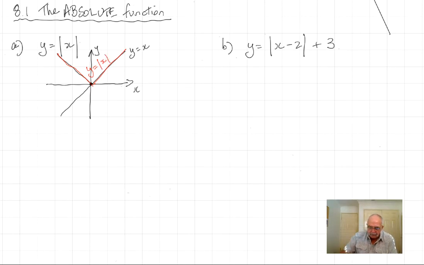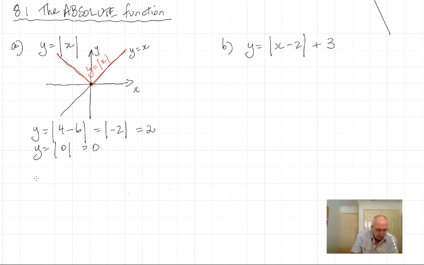So for instance, if you had y equals the absolute value of 4 minus 6, we would calculate that inside first. 4 minus 6 is negative 2, and the absolute value of negative 2, how far is negative 2 from the origin? That would be 2 units. Y equals the absolute value of 0 is 0 as well. So that's y equals the absolute value.